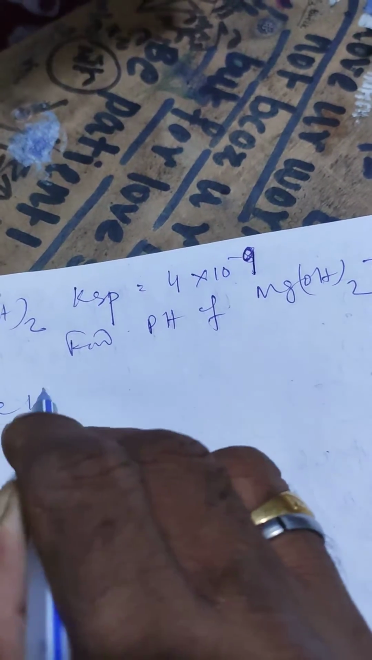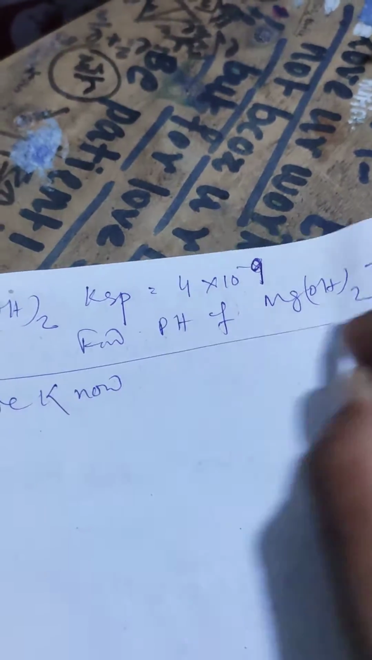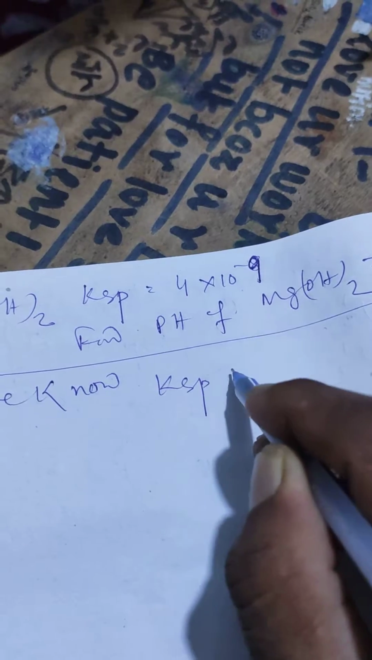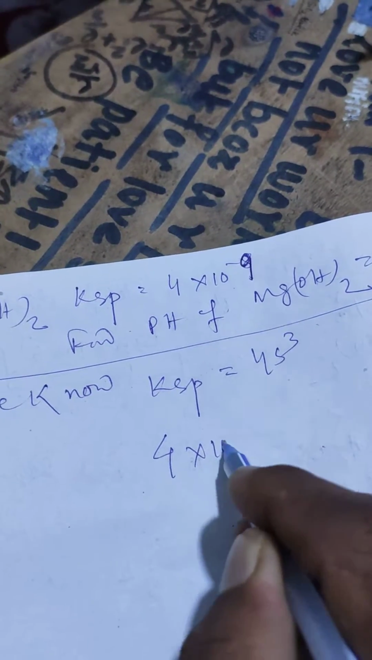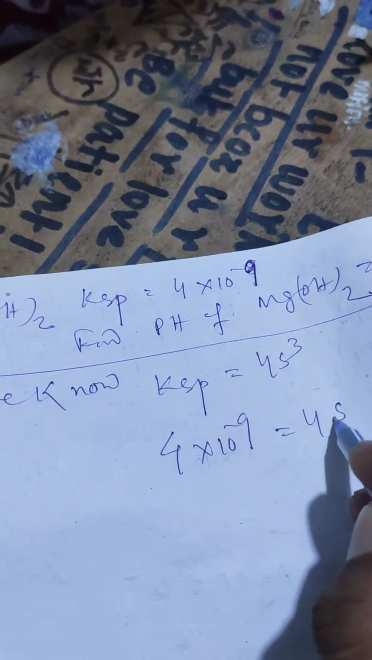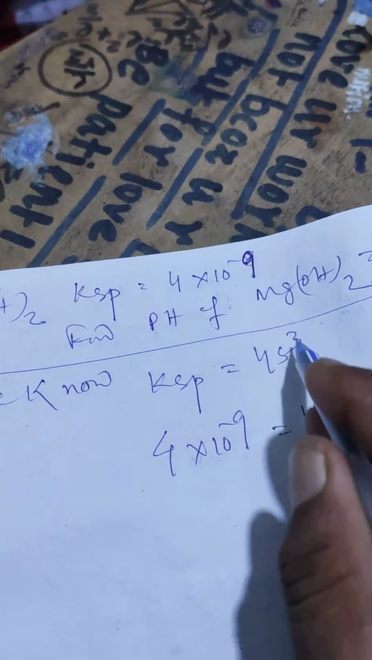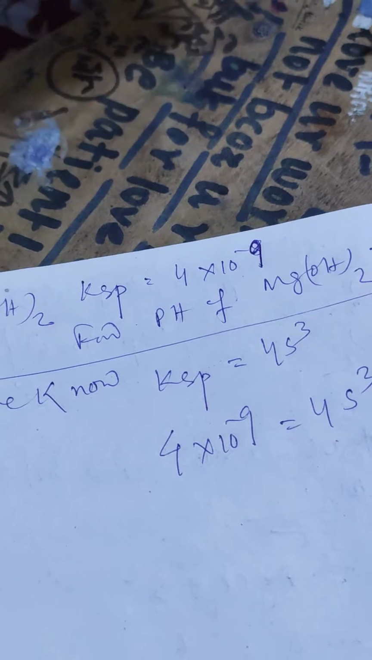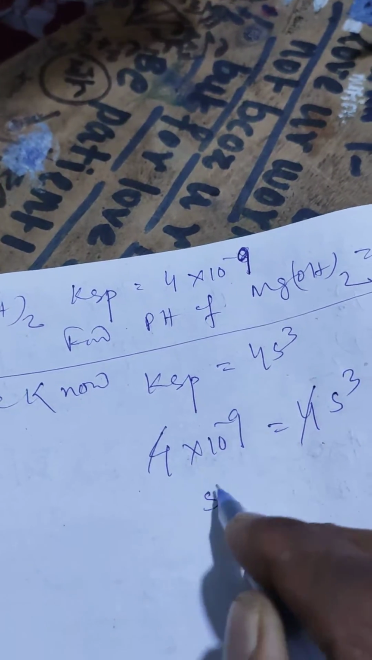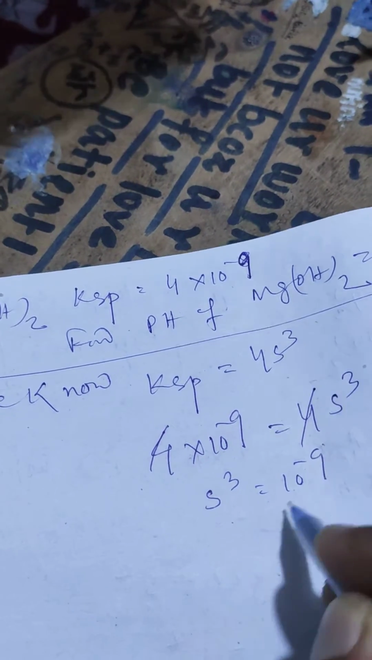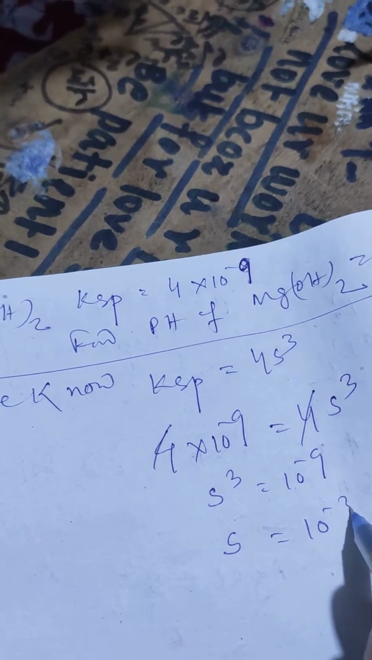So we know, for this problem the Ksp for the magnesium hydroxide will be 4s³. The Ksp is given as 4 into 10 to the power minus 9, which is equal to 4s³. So intentionally we have given 10 to the power minus 9 so that the 4 will be cancelled. So s³ is equal to 10 to the power minus 9, and s is equal to 10 to the power minus 3.